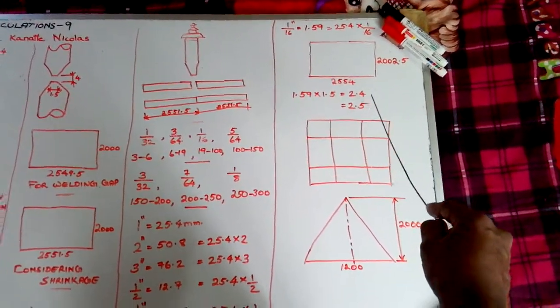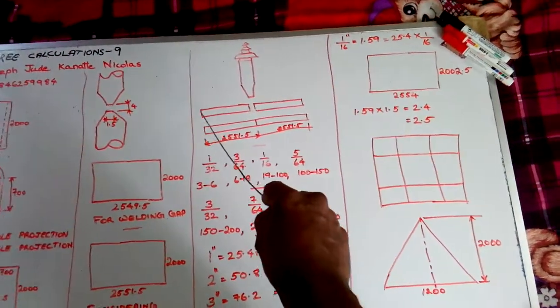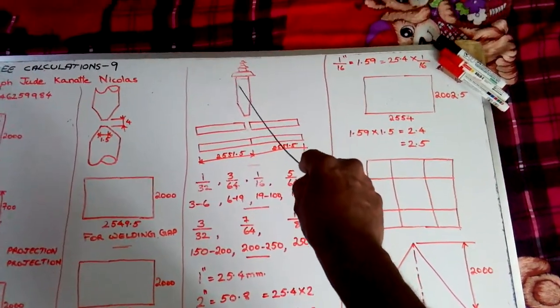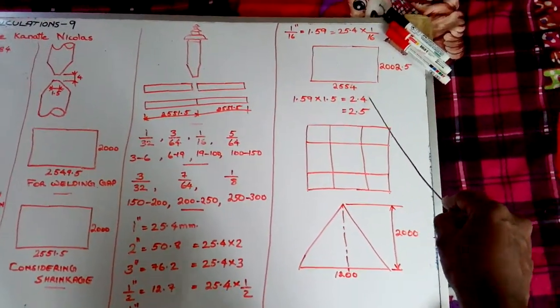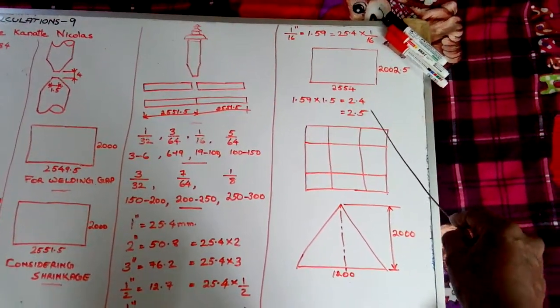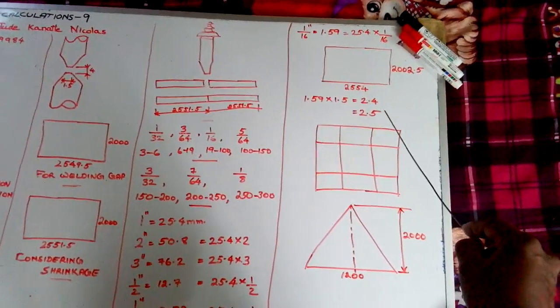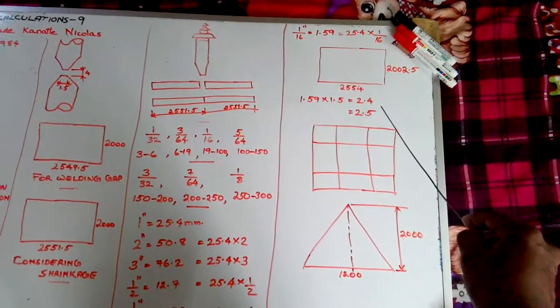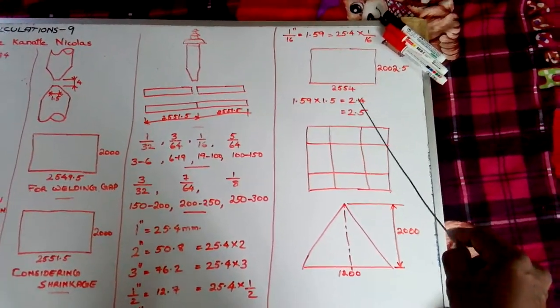A 2.4 mm gap will occur when we cut this 20 mm plate with this 1/16 nozzle. So we have to give 2.4 mm. For proper calculations and proper measurement, we can use 2.5 approximately. There is a difference of 0.1 mm that can be avoided. Okay.